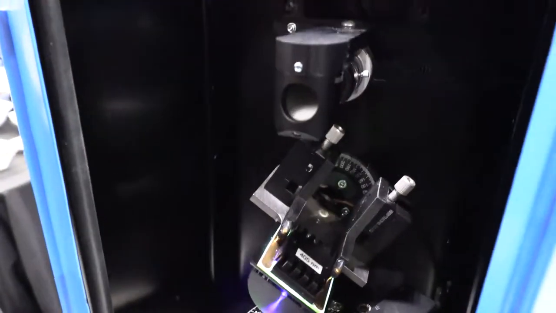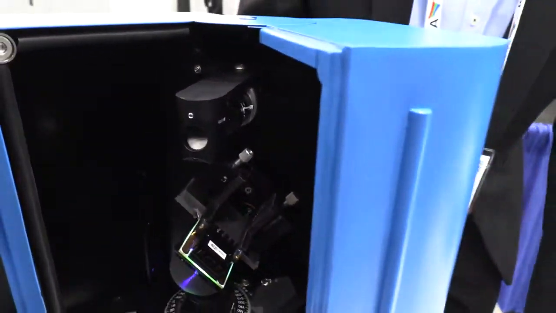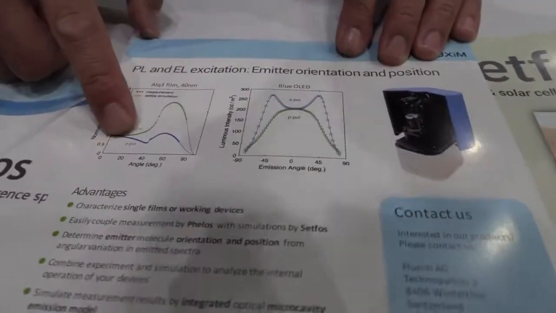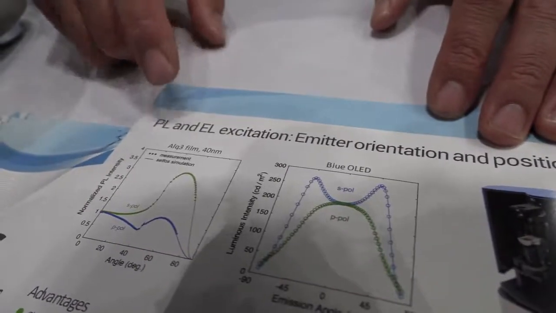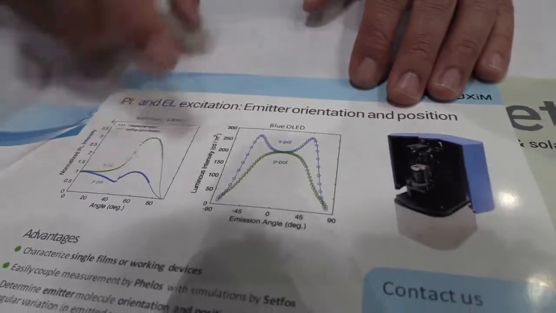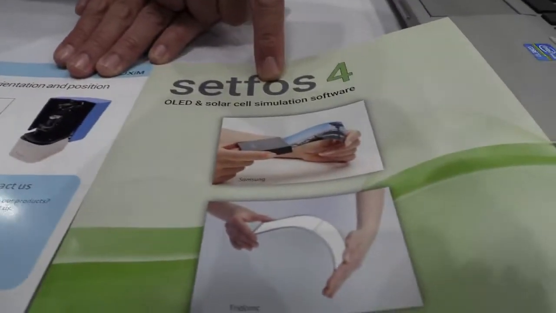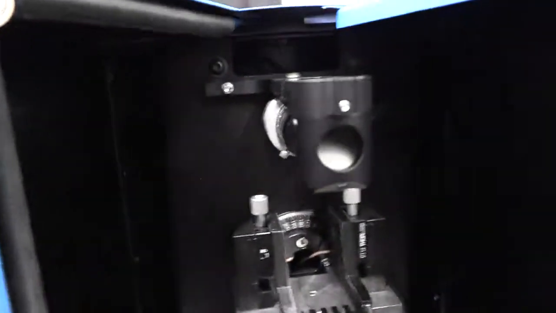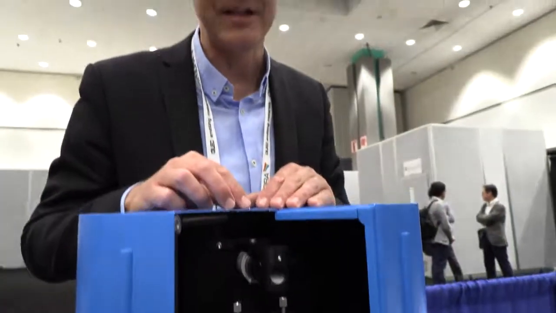The angular spectra are measured, and the angular spectra are then integrated, and in the end we plot the S and P polarized emission intensity of the OLED film, and by this we can determine the emitter orientation by doing a simulation with the Setfos software that gives these lines that fit the measured data. And so it's innovative that now this instrument can do optical excitation as well as electrical excitation.